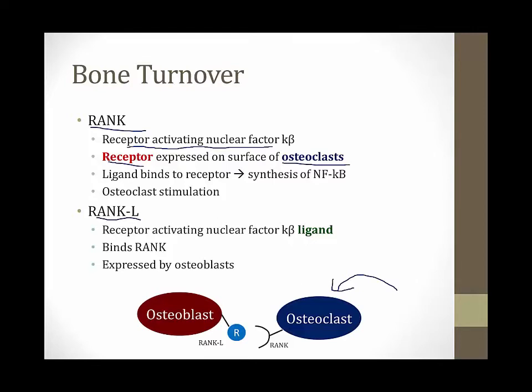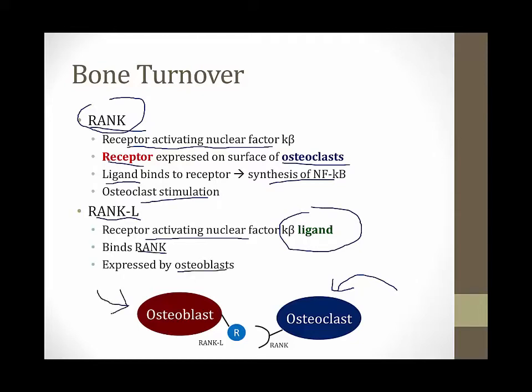When this receptor binds to something called a ligand, this leads to synthesis of nuclear factor kappa B in the osteoclast, and that stimulates the osteoclast. So what binds to this receptor called RANK? Well, the RANK ligand, or RANKL. This is receptor activator of nuclear factor kappa B ligand. A ligand is something that binds to a receptor, and this one binds to RANK, and it's expressed on the osteoblast as shown in my picture here. So when osteoblasts make more RANKL, they can bind that RANKL to the RANK on osteoclasts, and that is one way that osteoblasts can signal osteoclasts and create more bone breakdown activity by the osteoclasts.